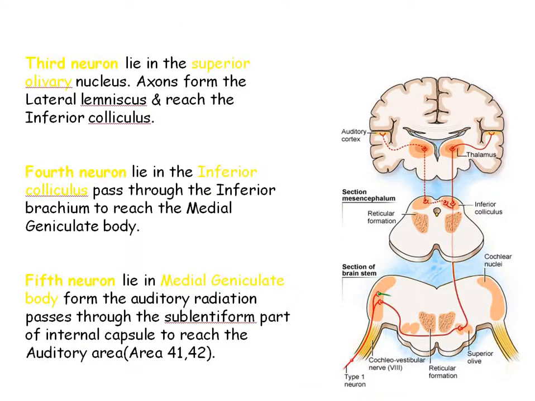The third neuron lies in the superior olivary nucleus. Axons from the lateral lemniscus reach the inferior colliculus. The fourth neuron lies in the inferior colliculus and passes through the inferior brachium to reach the medial geniculate body. The fifth neuron lies in the medial geniculate body, forms the auditory radiation, and passes through the sublentiform part of the internal capsule to reach the auditory areas 41 and 42.